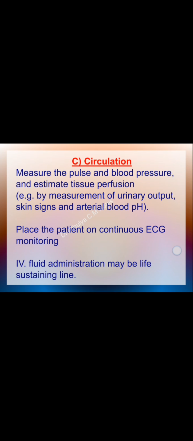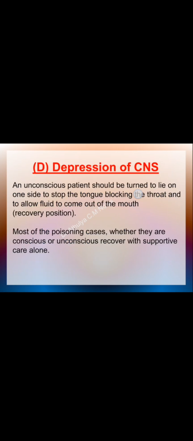That is, we have to check the circulation of that patient. We can check by measuring the pulse and blood pressure or by assessing tissue perfusion, that is, whether fluid enters into the tissues. That we can measure by using urinary output, skin signs, or by measuring the arterial blood pH. And we have to regularly monitor the patient on an ECG monitor.